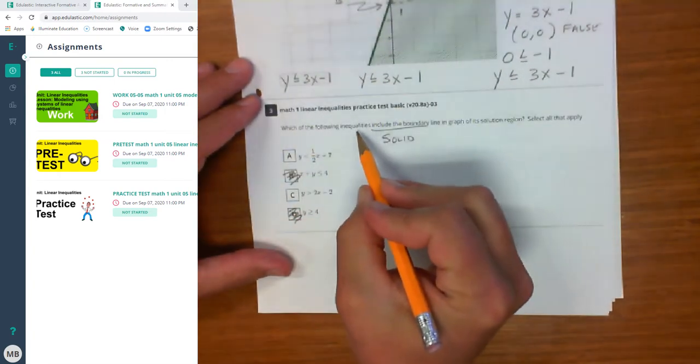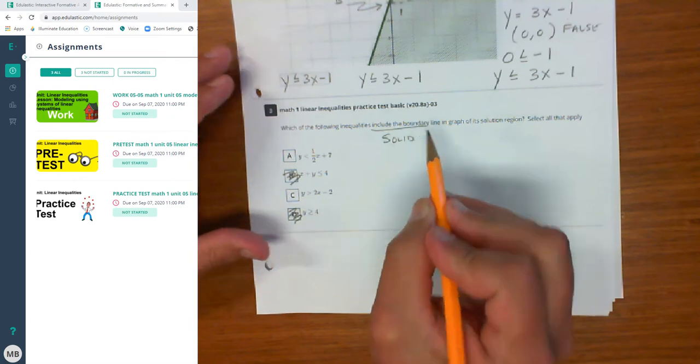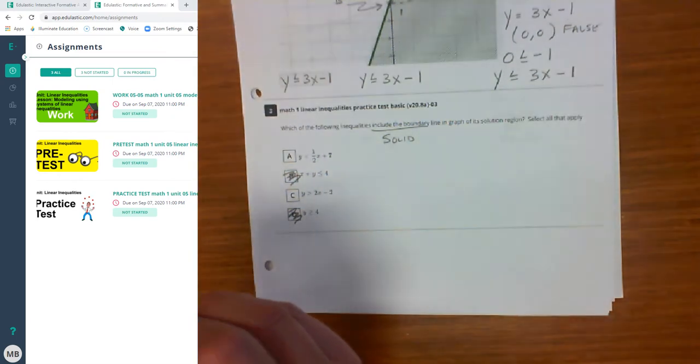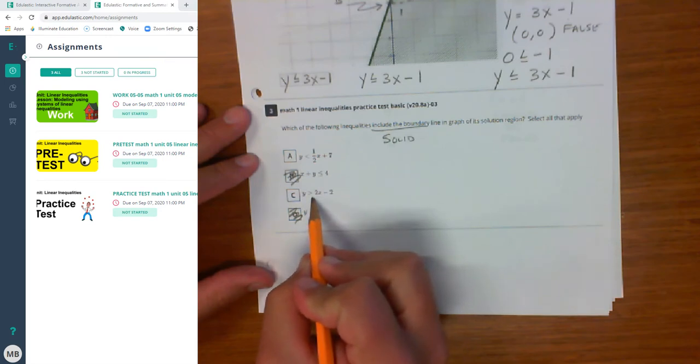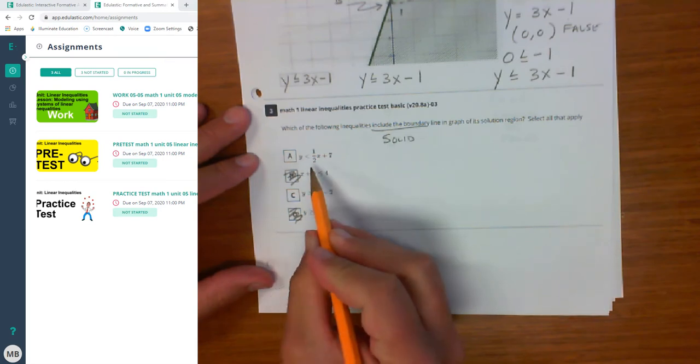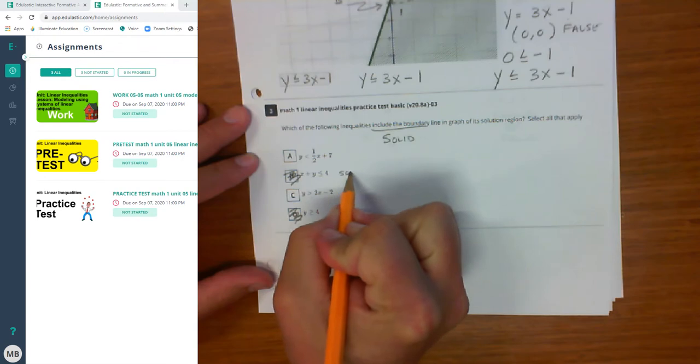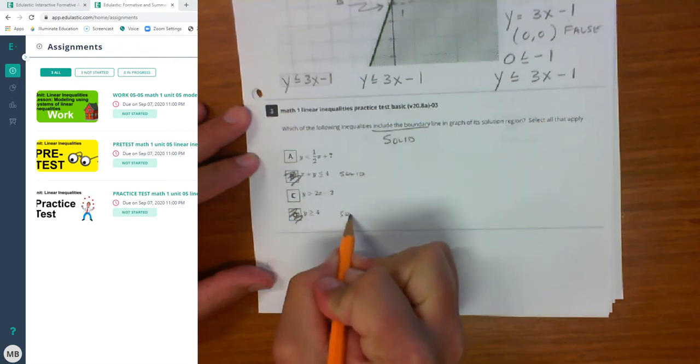Which of the following inequalities include the boundary line? Including the boundary line means solid. Is this solid? No. Is this solid? Yes. Solid? No. Solid? Yes. Those are dashed and dashed. This is solid and solid.